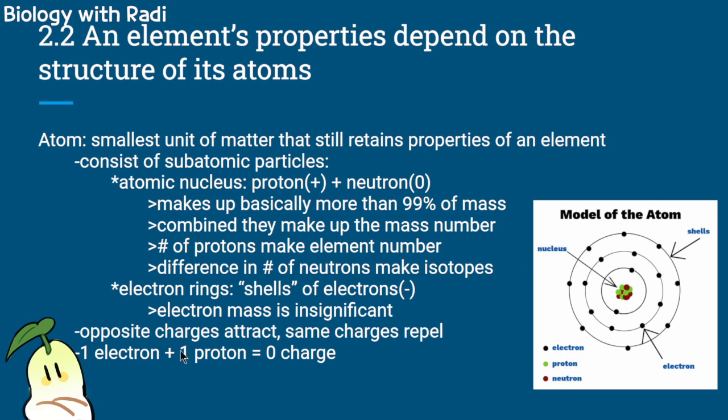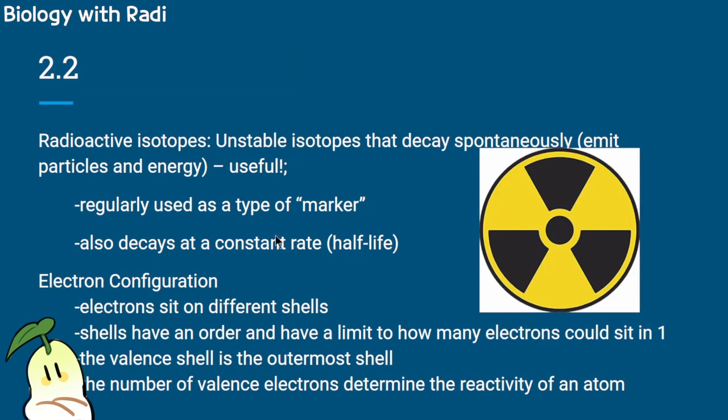And then next is how overall charges for the atom work. It's basically minus one electron plus one proton is neutral charge, and atoms tend to like neutral charges, which we'll get into more in a second. So this is the next slide where we continue talking about 2.2.